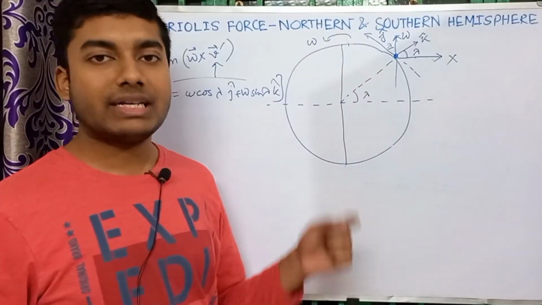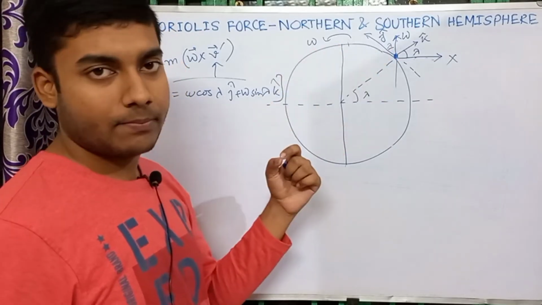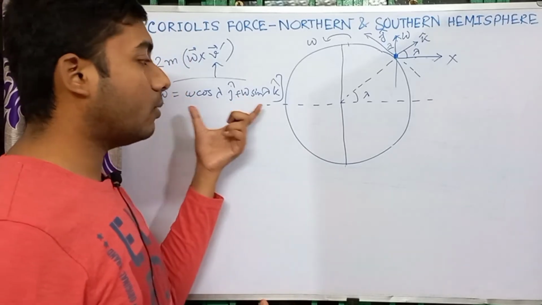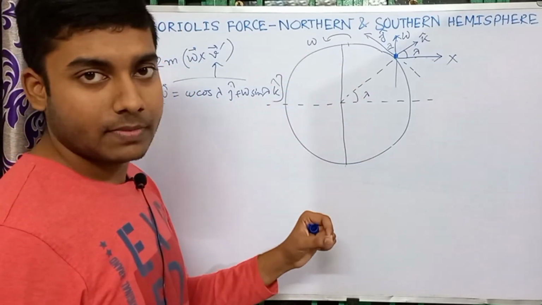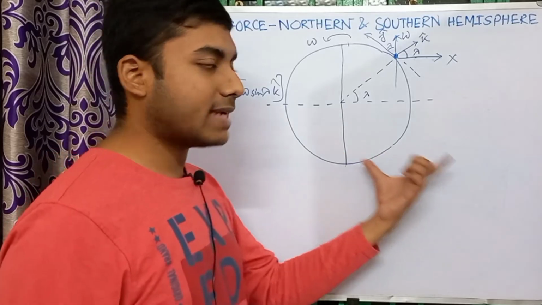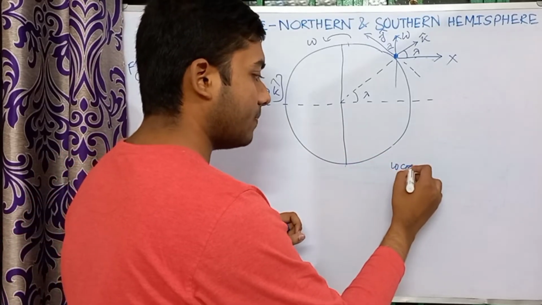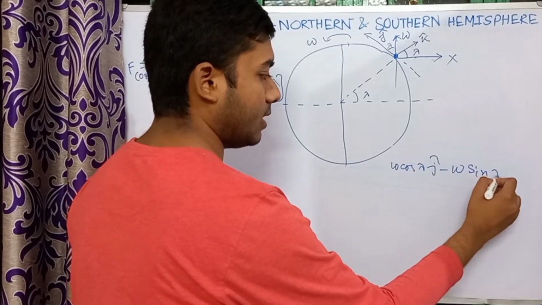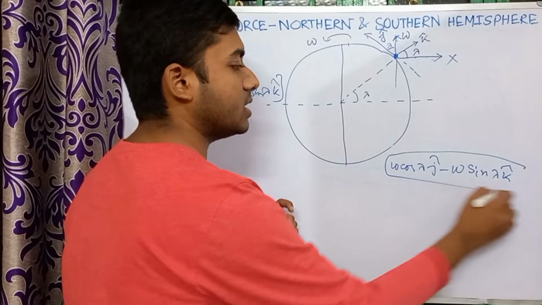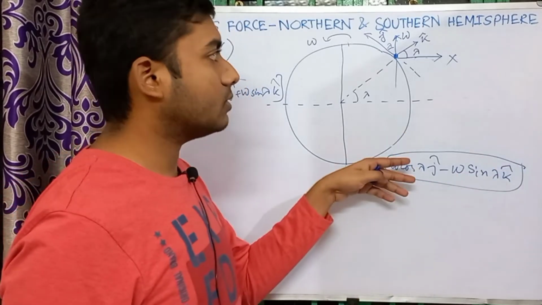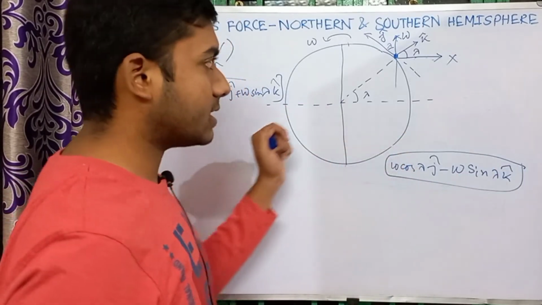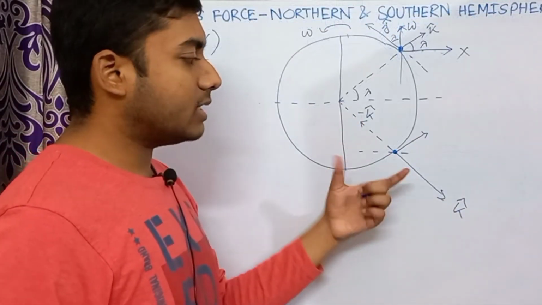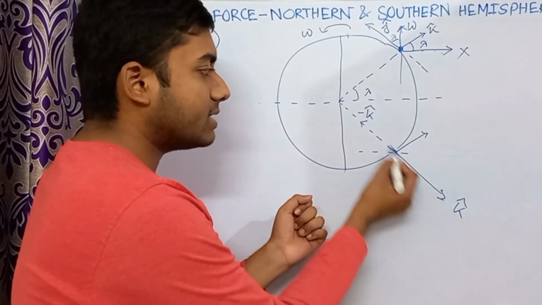Now, but what is the expression of omega for southern hemisphere? In most of the books, the expression is directly written like omega cos lambda j minus omega sin lambda k cap. But how does this expression of omega for southern hemisphere come? Let us understand it. So for southern hemisphere, this is the case. This is the k cap and this is the minus k cap.